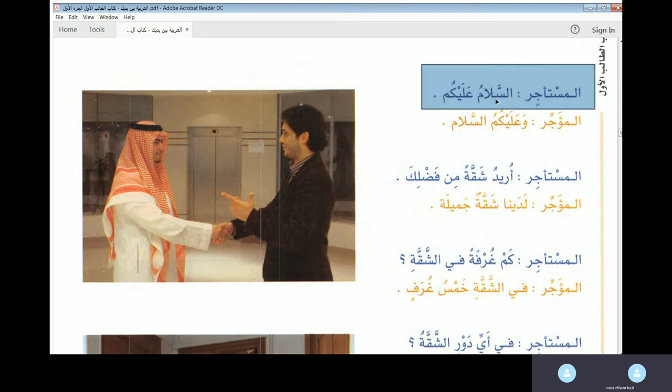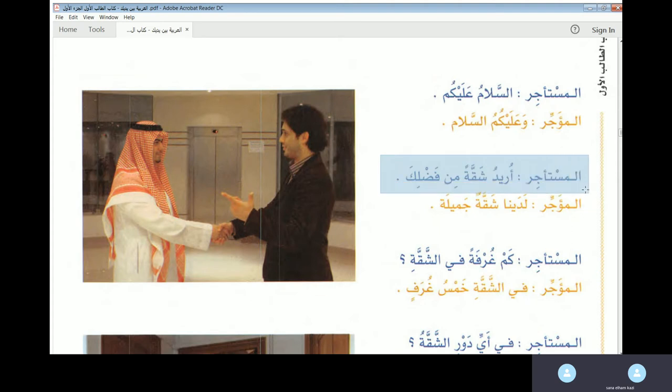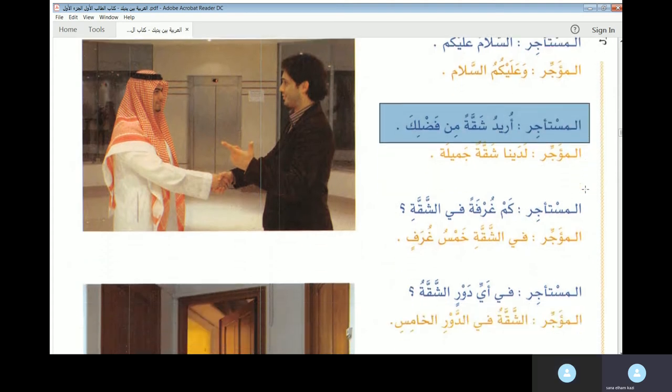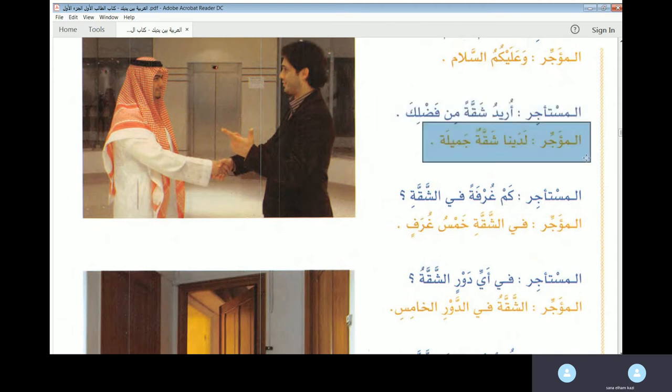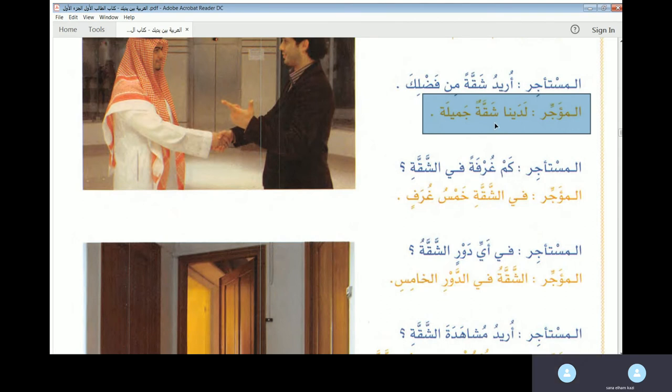Assalamu alaikum. Wa alaikum assalam. Uridu sakhatan min fazlika. Uridu: I want. I want an apartment. Min fazlika: by your favor, right? But what do you mean by your favor, please? I want an apartment, please. Uridu is I want, right?